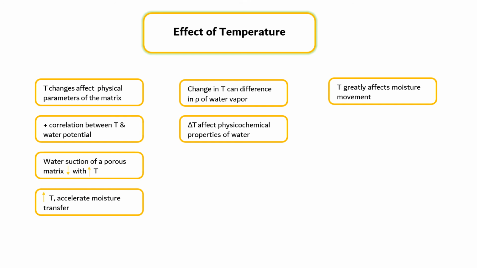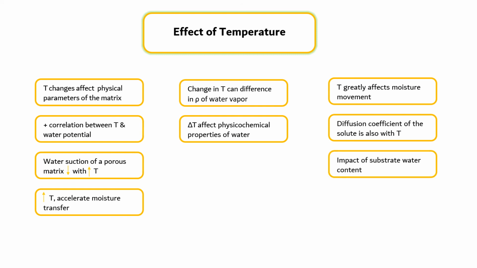Temperature greatly affects moisture movement. For the water-soluble organic salts and organic nutrients, the diffusion coefficient of the solute is also associated with temperature. For example, the diffusion coefficient of sodium chloride in water at 35 degrees C is twice that at 5 degrees C, indicating that temperature largely affects the diffusion of salt. The fermentation substrate is a porous medium, while diffusion of salt in water is different to that in a matrix solution. Thus, the impact of substrate water content and the matrix tortuosity factor need to be considered.